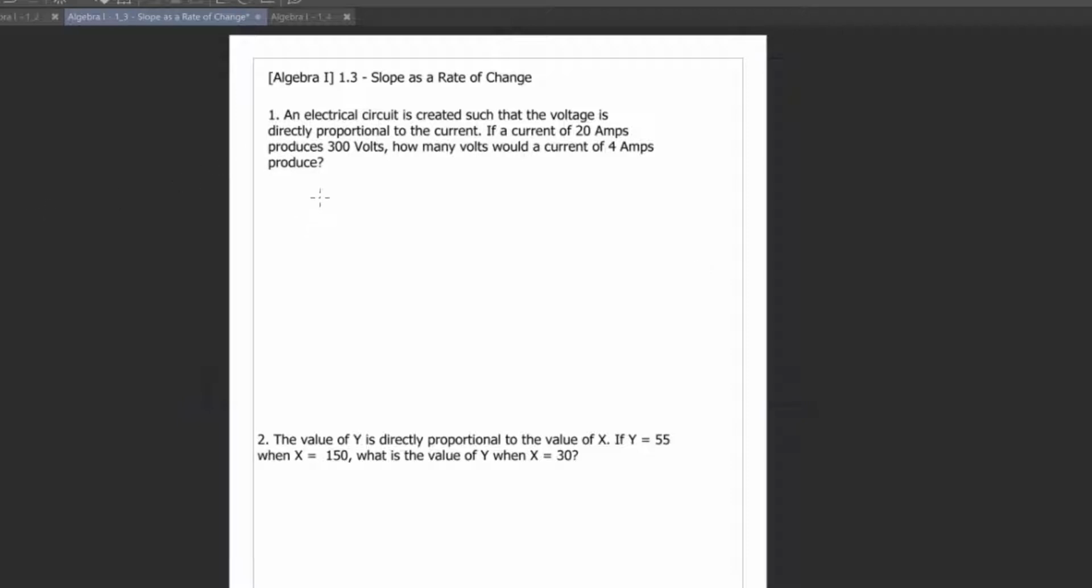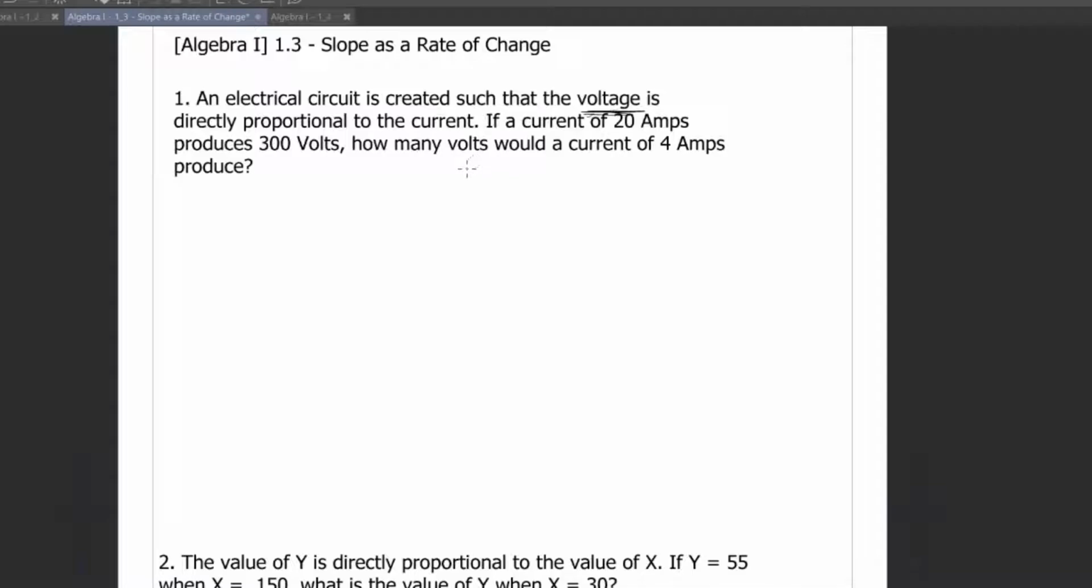Question 1. An electrical circuit is created such that the voltage is directly proportional to the current, right? I'm going to zoom in here a little bit. Directly proportional, so keyword here, to the current. If a current of 20 amps produces 300 volts, how many volts would a current of 4 amps produce?